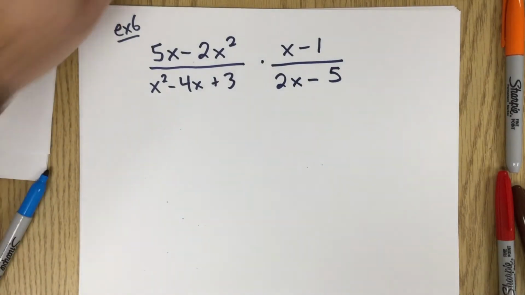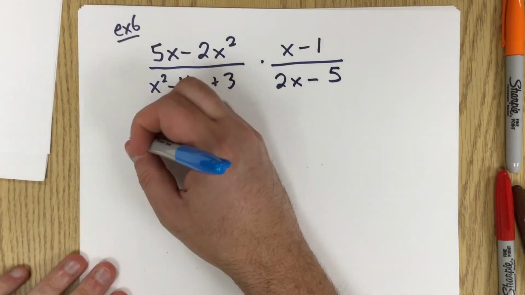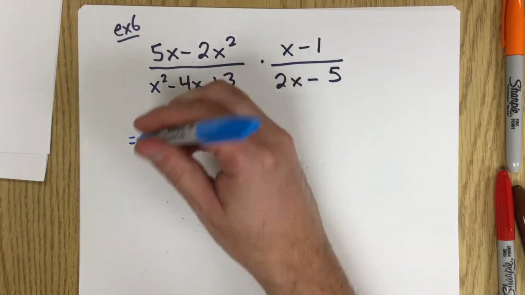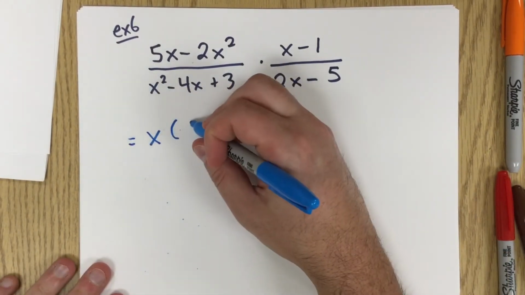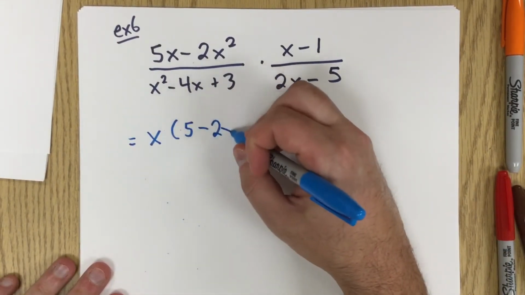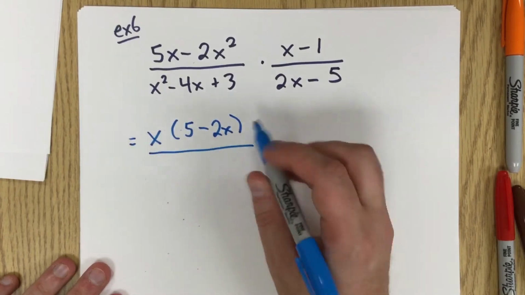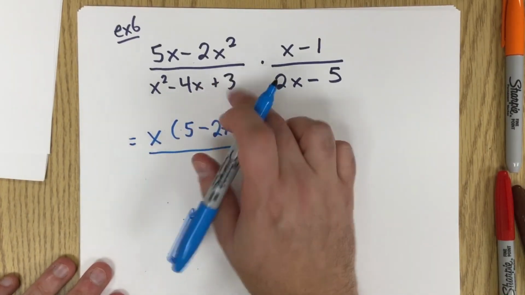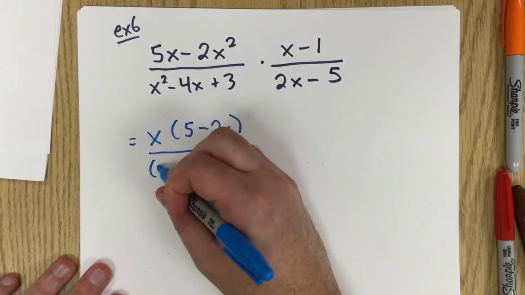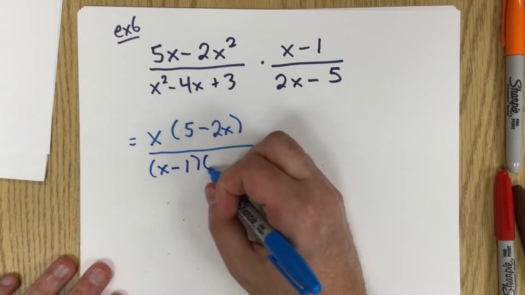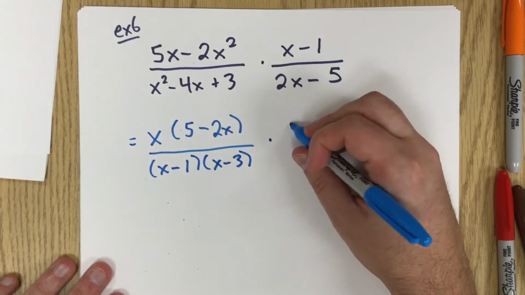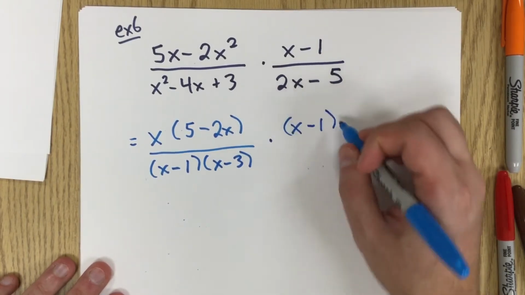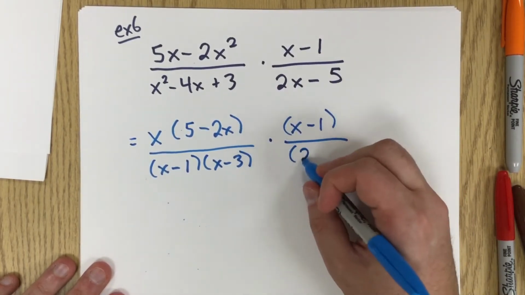So, again, some factoring will be in order here. I'm going to factor an x out of the first bit over there, and that's going to leave us with 5 minus 2x. I'm going to factor this one. It has to multiply to 3, add up to -4. That's going to be x minus 1, x minus 3. And then we have an x minus 1 over here, and a 2x minus 5.